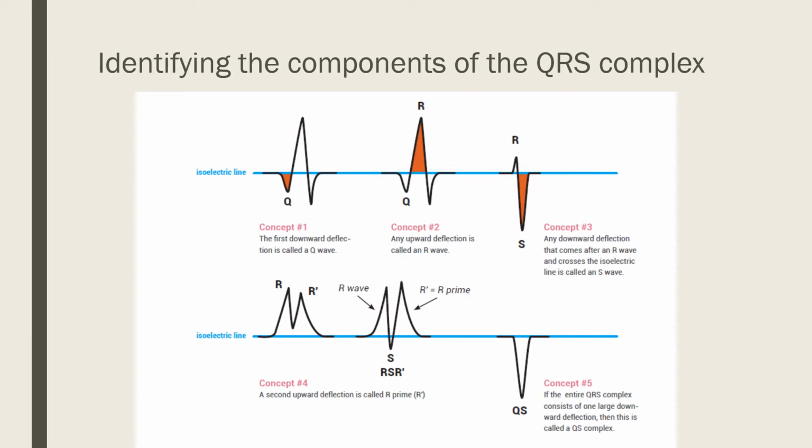The fourth concept, any second upward deflection after the S wave is called the R prime. Then, the fifth concept, if the entire QRS complex consists of one large downward deflection, then this is called a QS complex without R wave.